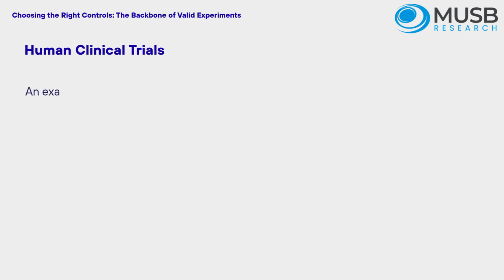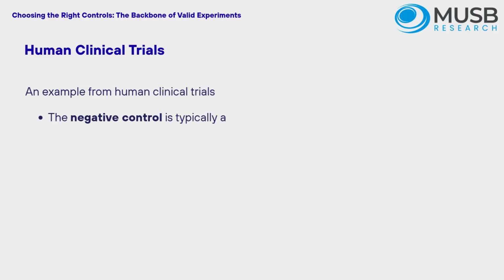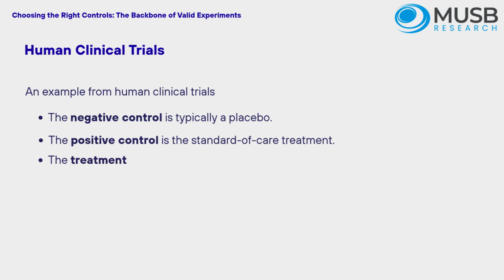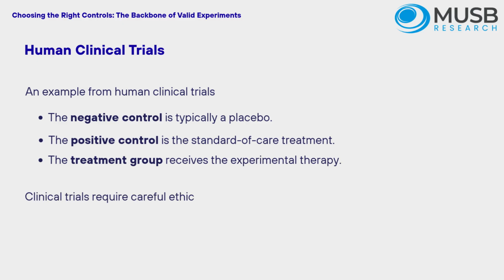Human clinical trials. Here is an example from human clinical trials. The negative control is typically a placebo. The positive control is the standard of care treatment, and the treatment group receives the experimental therapy. Clinical trials require careful ethical consideration. Placebos cannot replace an effective therapy.